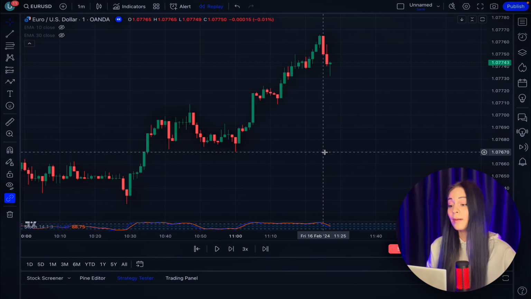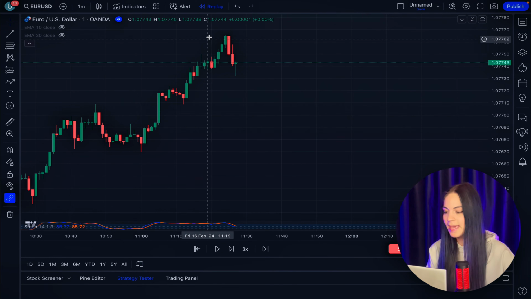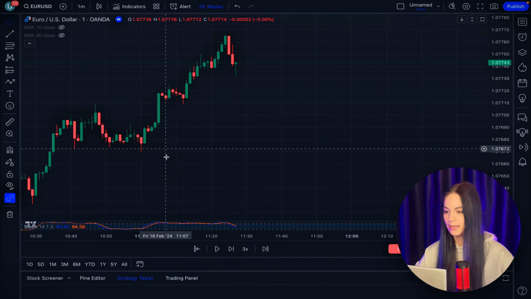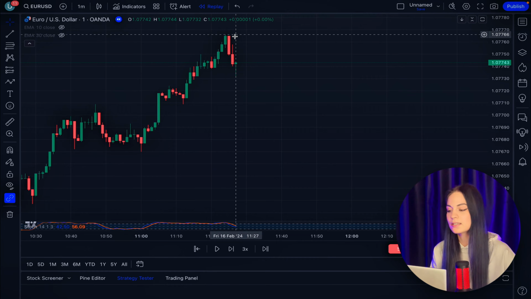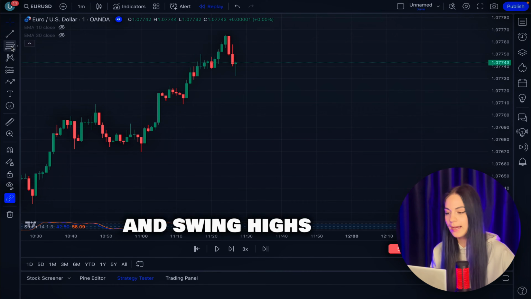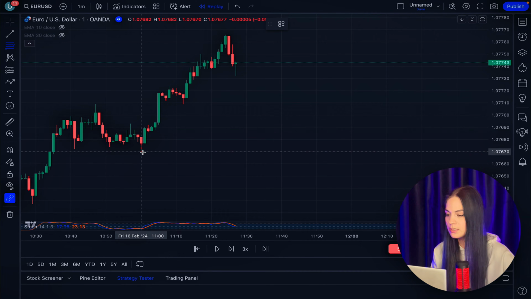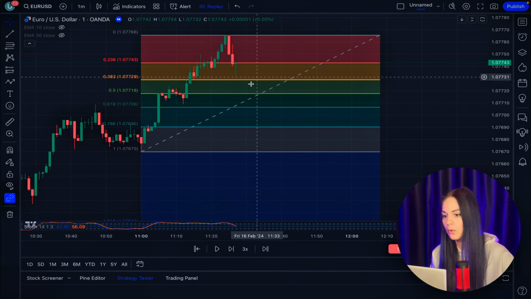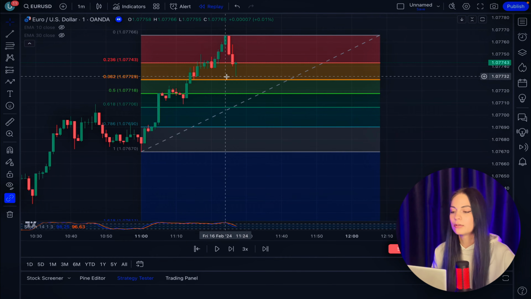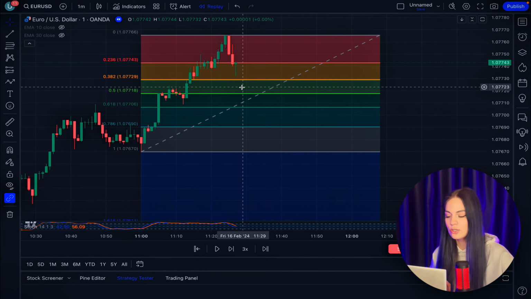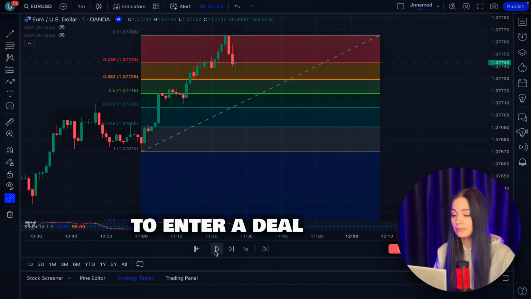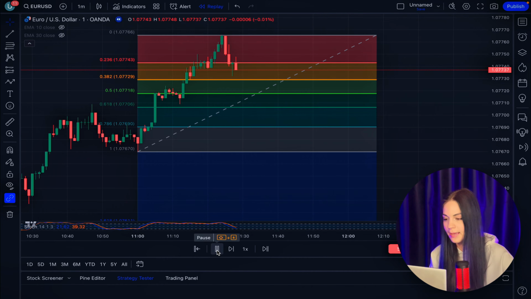Right, let's talk about this example. So we have an uptrend right here, we have one pullback, and right now we are in this area. First things first, we need to find swing low, swing highs. They are right here on this chart. We take our Fibonacci retracement tool and connect all of those levels. All right, we have this picture, and of course right now it's too early for us to enter a deal. We need to look what's going to happen next.